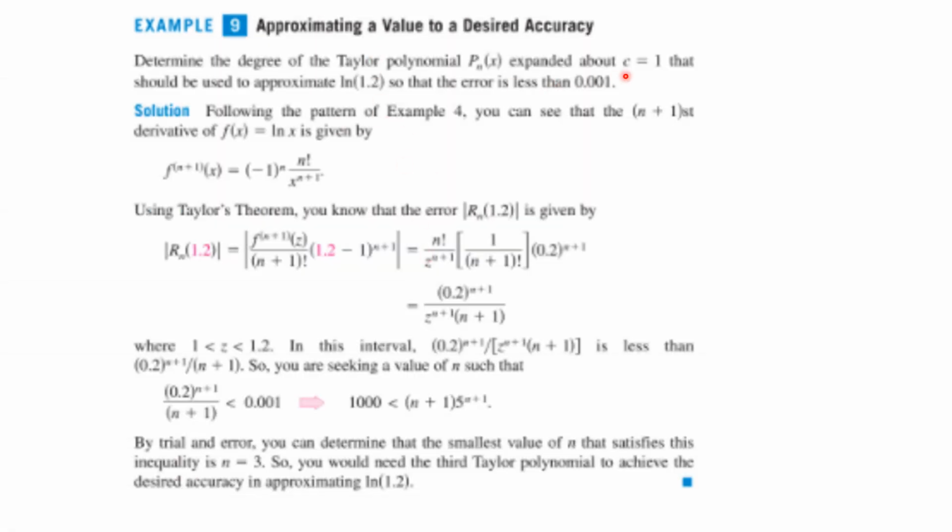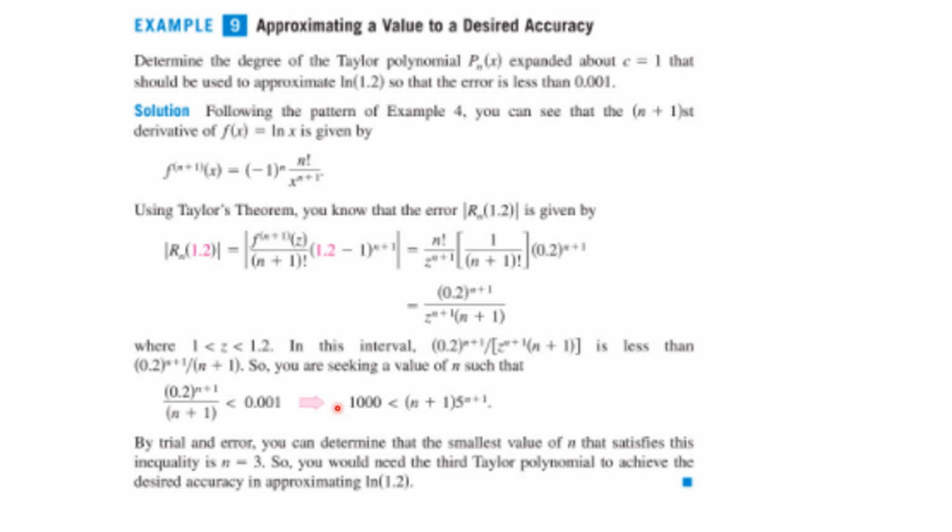And here we're approximating the logarithm of 1.2, and we want the error to be less than this. So we need to figure out what n needs to be. So we calculate using the Lagrange formula, and we know that the derivative of the ln is less than, and that's really just going to be 0.02 in this estimate, and you get this.